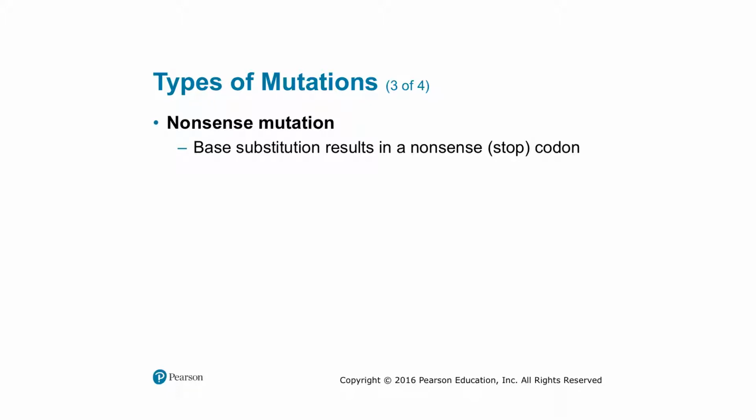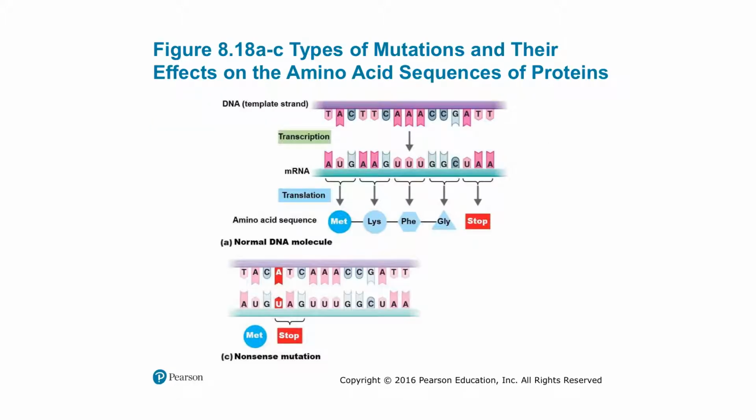A nonsense mutation is a base substitution that results in a nonsense or stop codon, and so it's going to actually break the protein. Here we get a premature stop codon. This lysine is the second amino acid, but instead of having an AAG, we get a UAG here on the mRNA. So instead of having this sequence, we get this sequence, and then we get a UAG, which is a premature stop there.